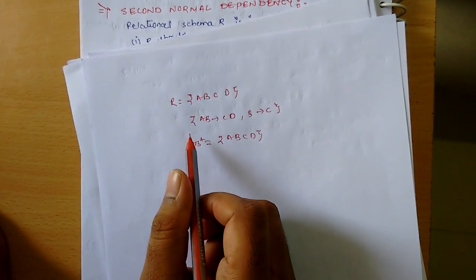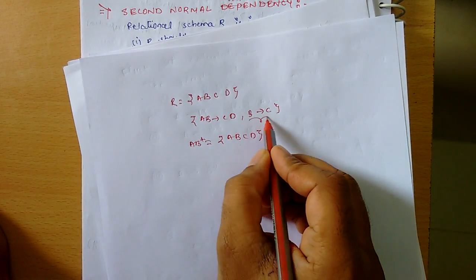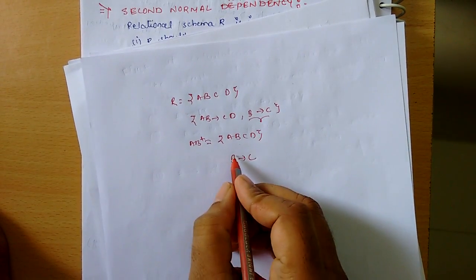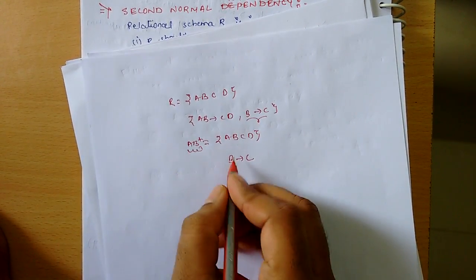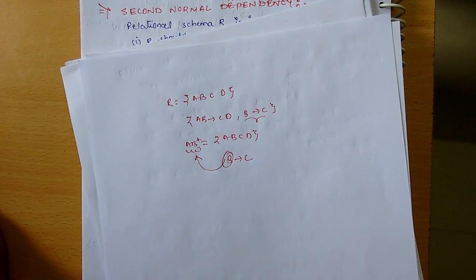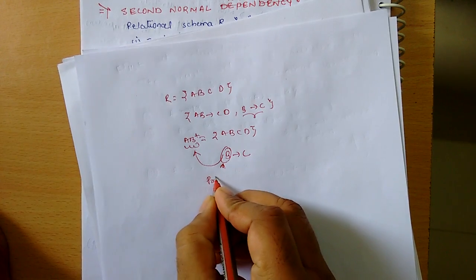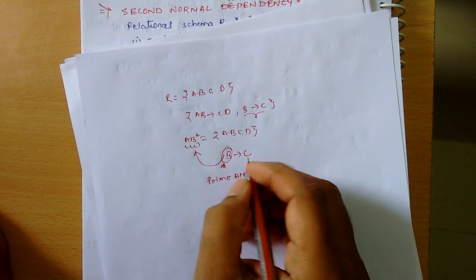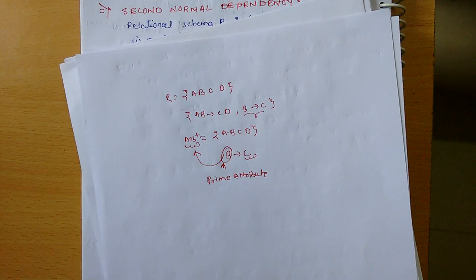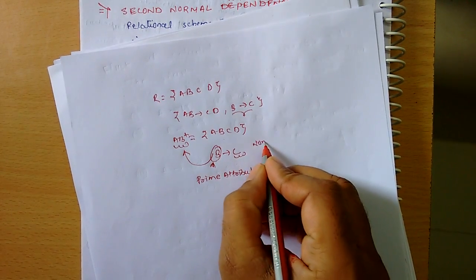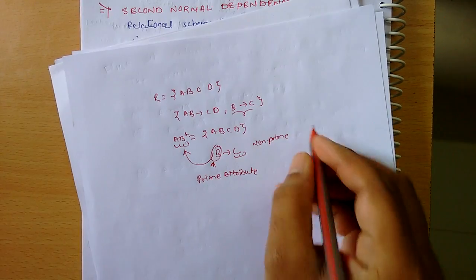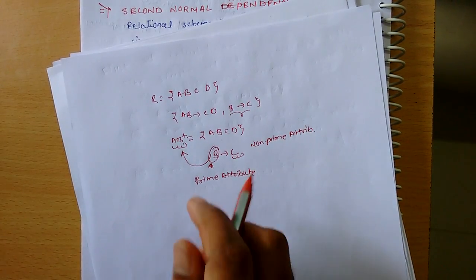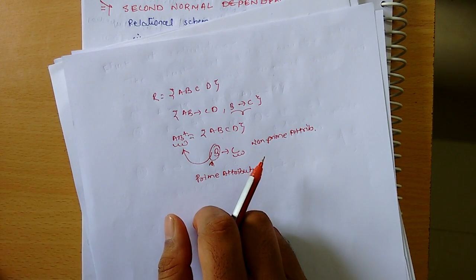Okay, so AB is the candidate key of this relation, and we have been given a functional dependency. B is a subset of the candidate key. It means it's a prime attribute. C is not a subset of the candidate key. It means C is a non-prime attribute. Okay, so this is called partial dependency, which is not allowed in second normal form.